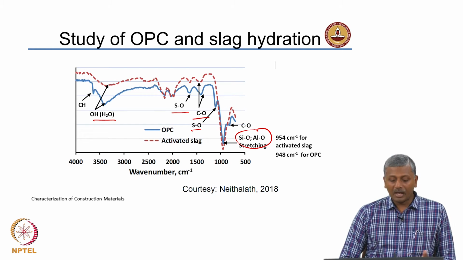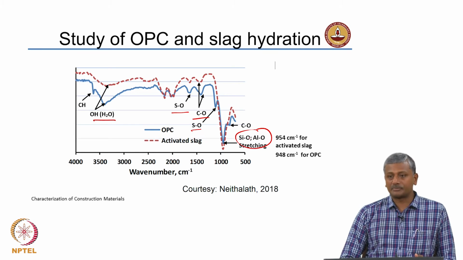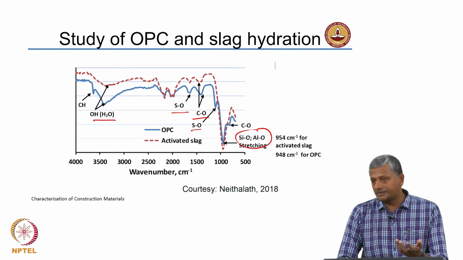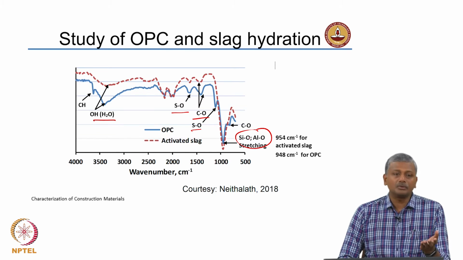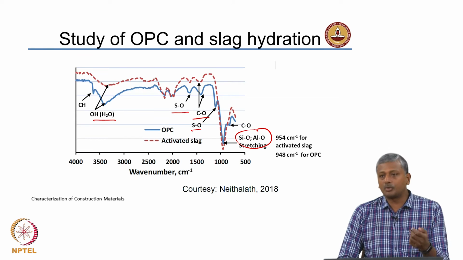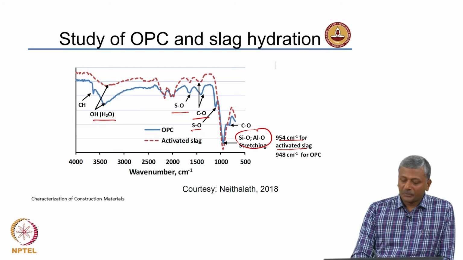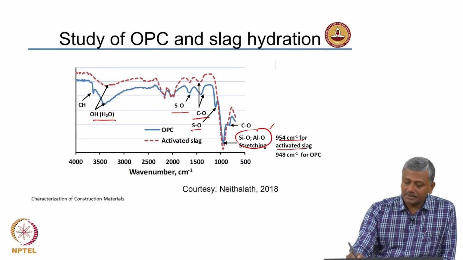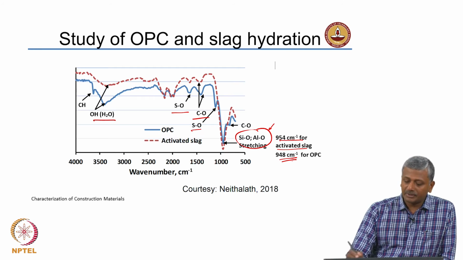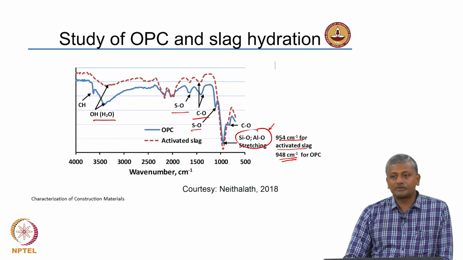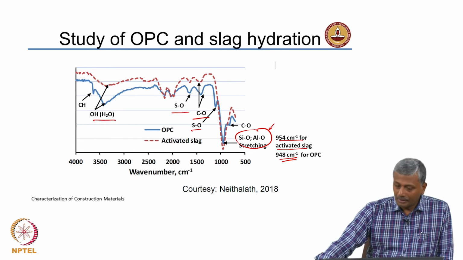So, what happens here is there is very little to actually distinguish between these two systems. Why is that? Because when slag hydrates, the typical hydration products that form are similar to the formation of hydration products in Portland cement. Only minor changes are observed. For activated slag, your primary silicon-oxygen and aluminum-oxygen stretching happens at a slightly different wave number as compared to what happens for OPC. So, there is only a minor difference in this case.